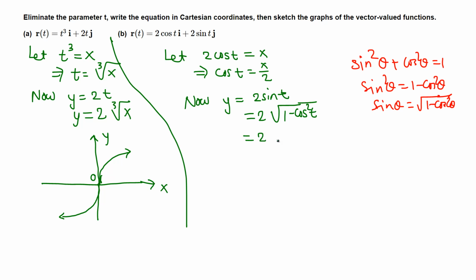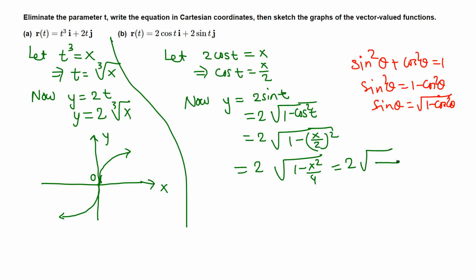That is 2 times root of 1 minus cosine t squared, and we do have a value for cosine t. Cosine t is x over 2, so this is x over 2 quantity squared. Now let's simplify. 2 square root of 1 minus x squared over 4. Combine these two, common denominator 4, so 4 minus x squared. Take the square root of 4, which is 2, cancel, so this is just root 4 minus x squared. Y equals that, okay, I think we can do better than this.